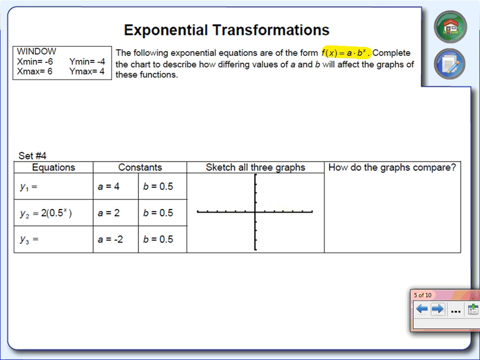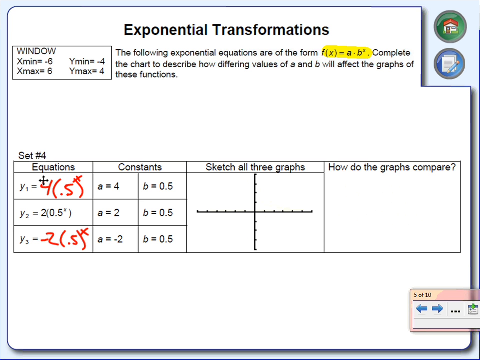Now let's go to set number 4. On set number 4, again, notice the first equation, they did not give it to me, but it's all right. I know what A is, I know what B is, so I should be able to come up with the equation. Virginia, what is the equation? 4 times 0.5 to the x power, very good. And then, of course, that last one there, y3, would be the same thing: -2, that's our A value, times 0.5 to the x power.